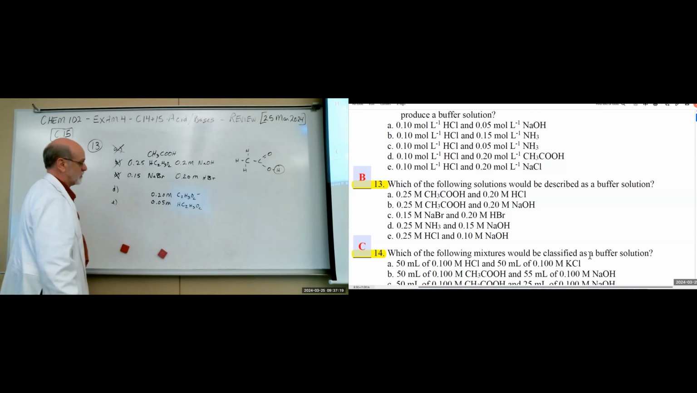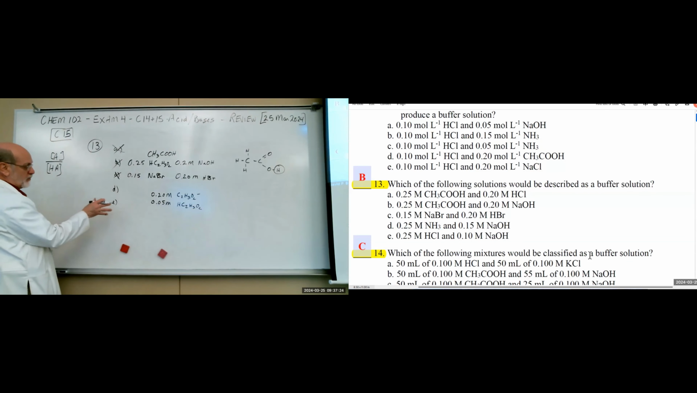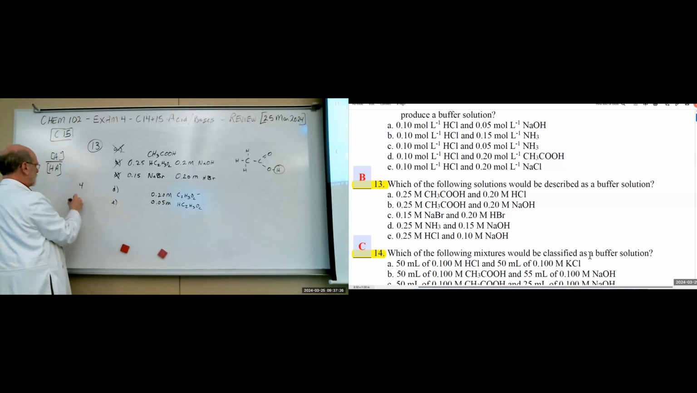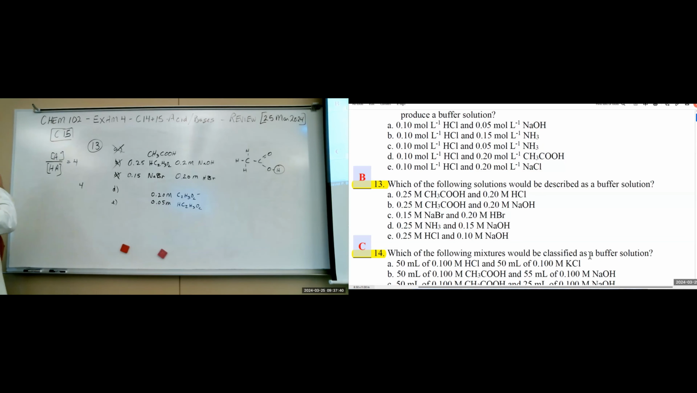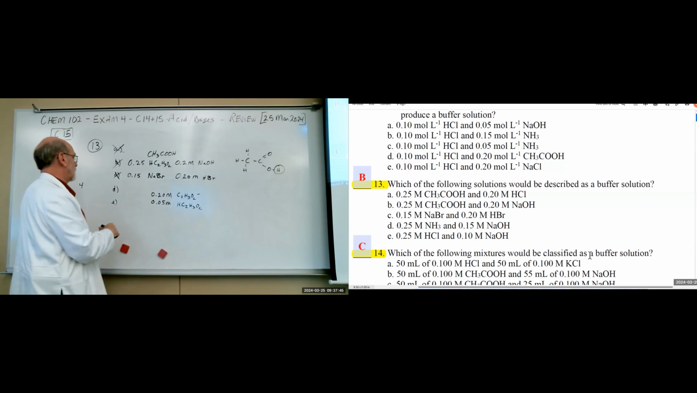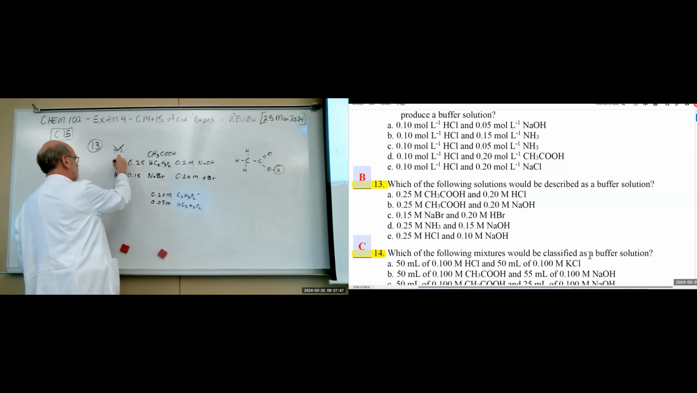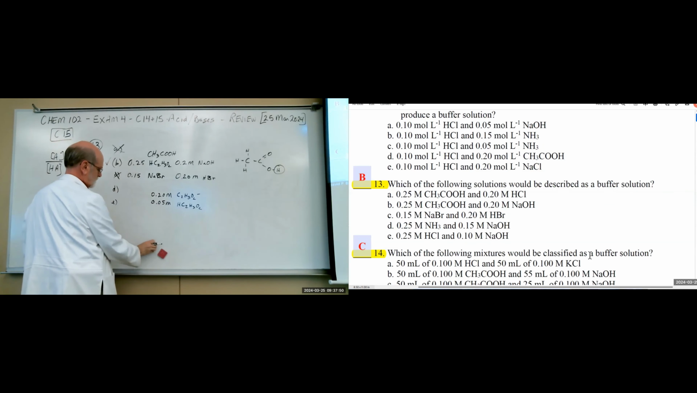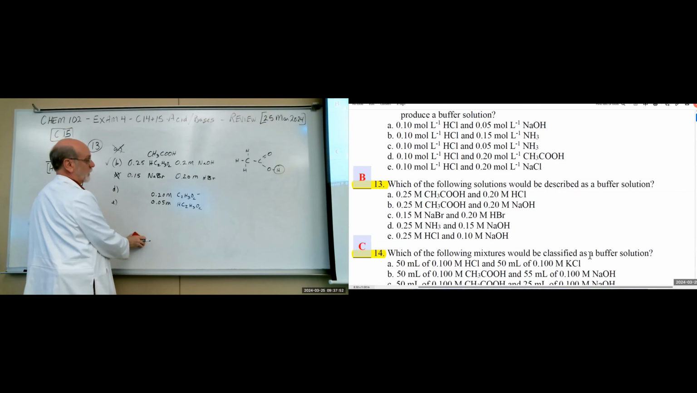I guess you could call that a buffer, but it's not a very good one. Right? Because what's the ratio? 0.2 divided by 5 is 4. So this ratio here is 4-to-1. And what's the log of 4? 0.6. Right, so that's 0.6 pH units. Yeah, it might work. So I guess this one is possible. Not the best buffer, but it would work.